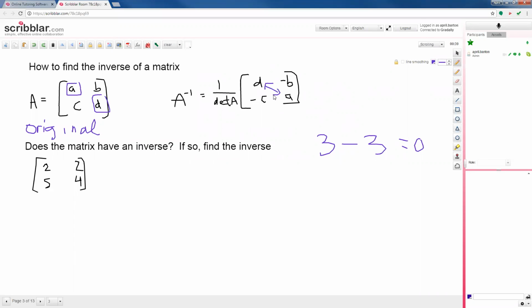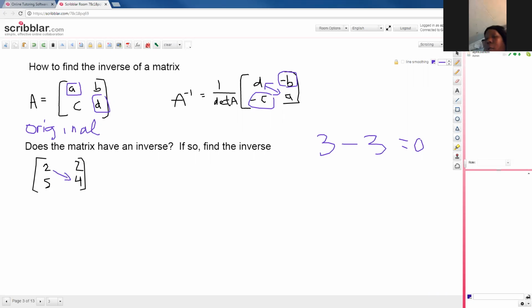So the A and the D switch spots, and then the B and the C, they just switched signs. It became -B and -C. So if we go to this matrix, and we want to find the actual inverse, its opposite. First, we find the determinant. So to find the determinant, we follow that process of multiplying top left to bottom right. It's like we're going to form an X. So it's kind of like cross multiplying.